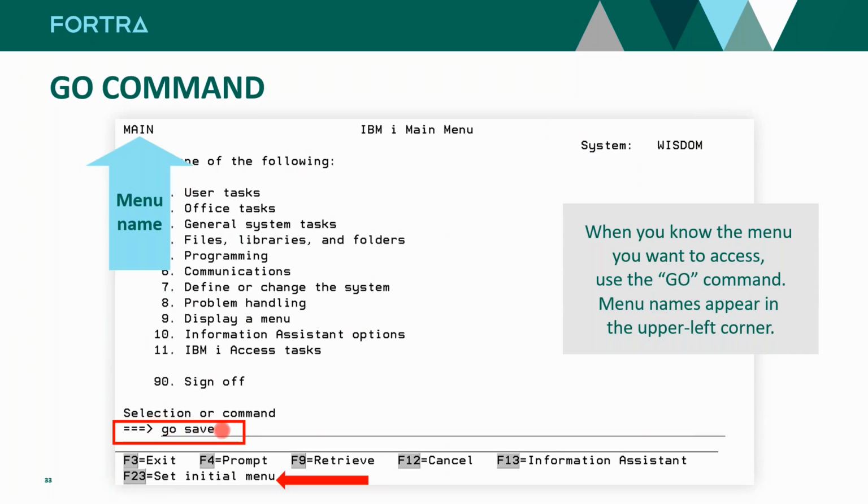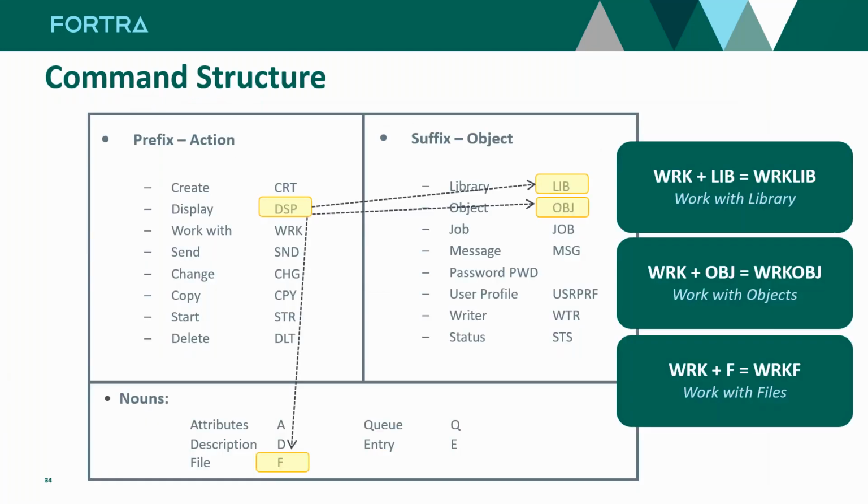That can be removed from users as well, so they cannot execute commands. And then you just type in go and where you want to go to, and you'll see that menu name in the upper left-hand corner, and you can even set an initial menu with the F23 key, so when you sign on to the system, that's the first menu that you'll be presented.